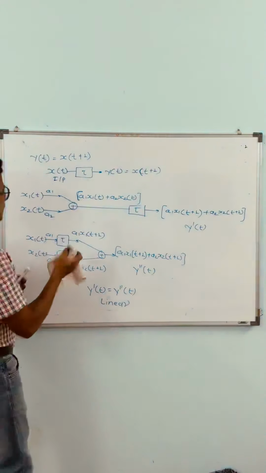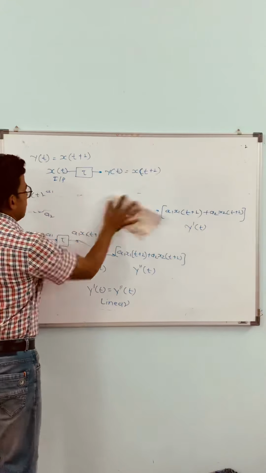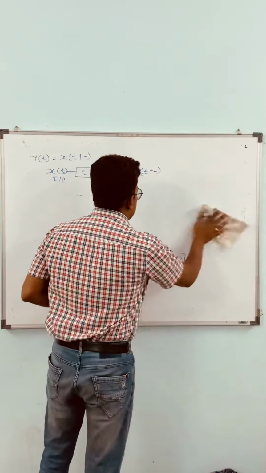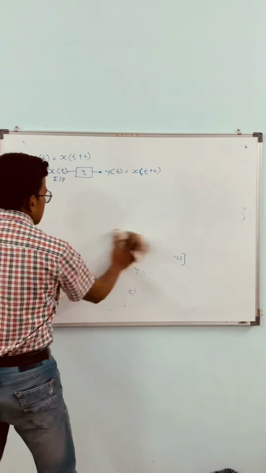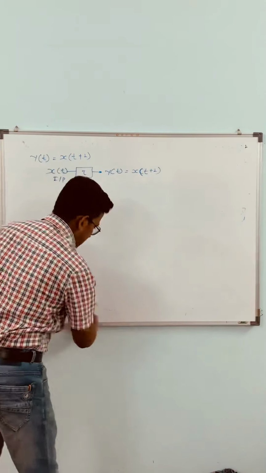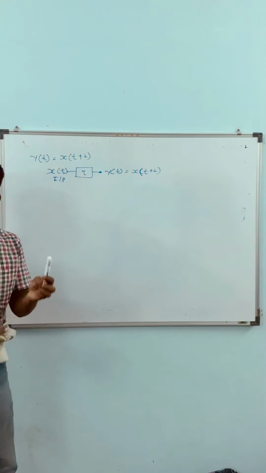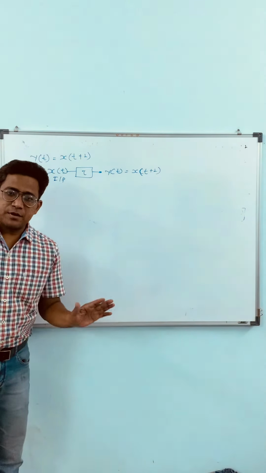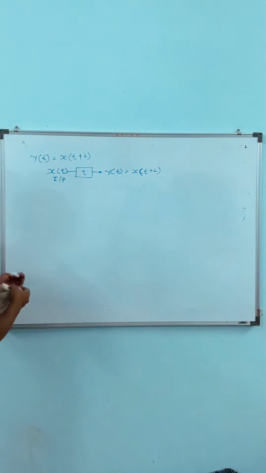Now the next numerical. We have the conclusion: where the time is changing and the amplitude remains the same, the system remains linear. Now we will change the numerical.